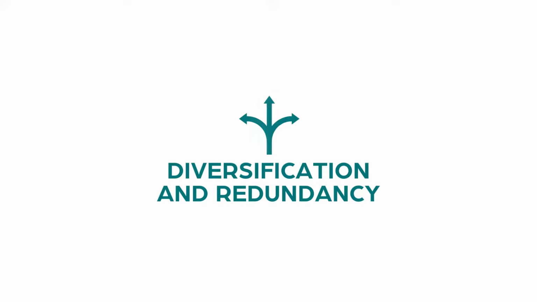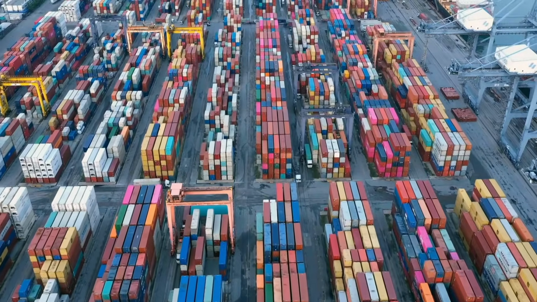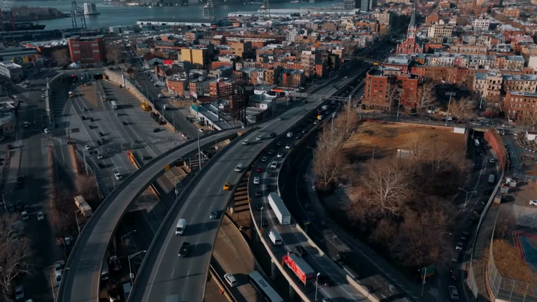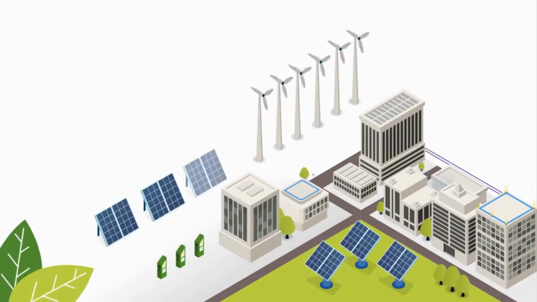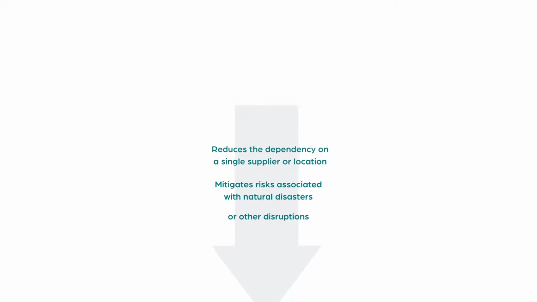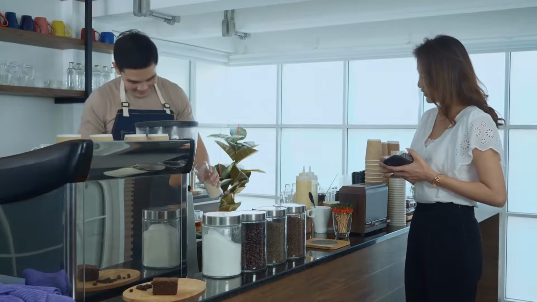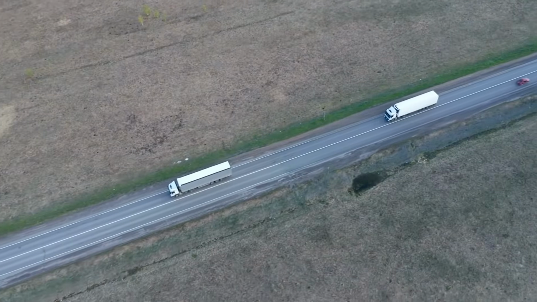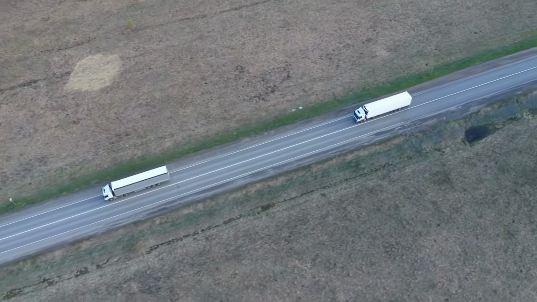Here are some key aspects of supply chain resilience in a sustainability context. Diversification and redundancy. A resilient supply chain aims to diversify its suppliers, sourcing, locations, and transportation routes. This reduces the dependency on a single supplier or location, mitigating risks associated with natural disasters, political instability, or disruptions. By diversifying, companies can also support local suppliers and reduce the environmental impact of long-distance transportation.